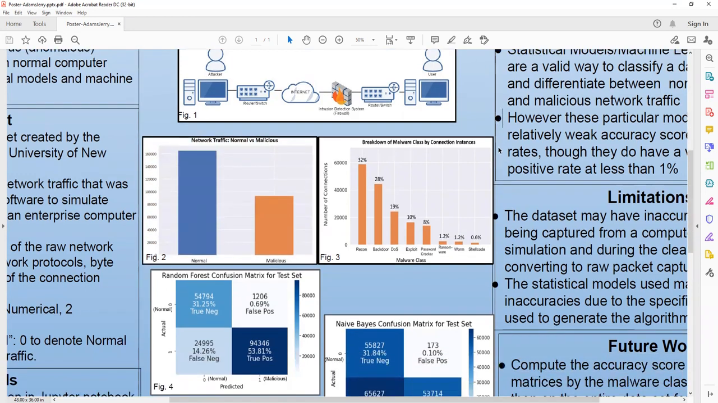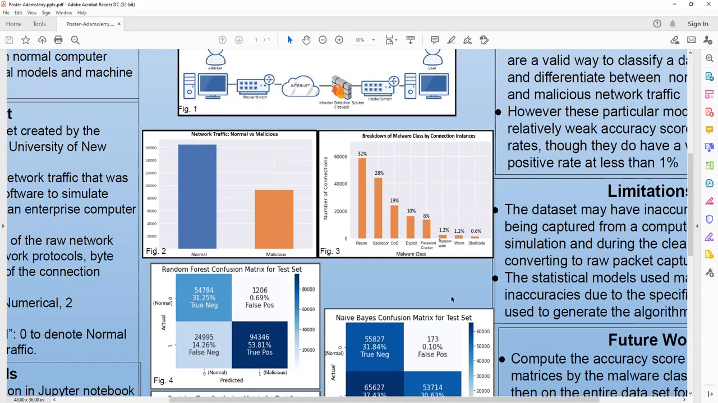Figure 2 is a breakdown of the labeled data, normal versus malicious network traffic. The y-axis is the number of connection instances going across the network. So as you can see, roughly half of the connections are deemed malicious, which usually isn't something you want to see on an actual real production network. But for my purposes, this is good because I want to train the model to detect the malicious traffic.